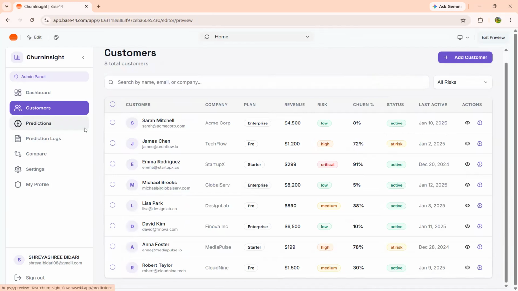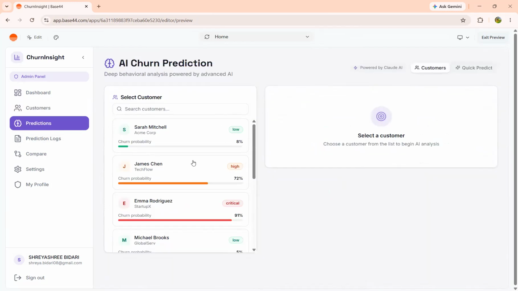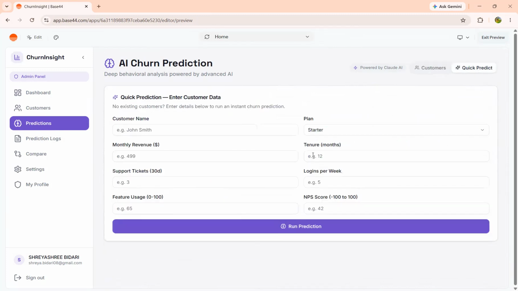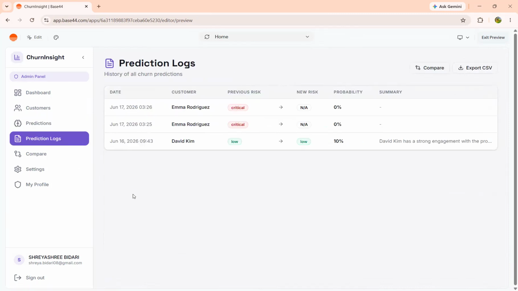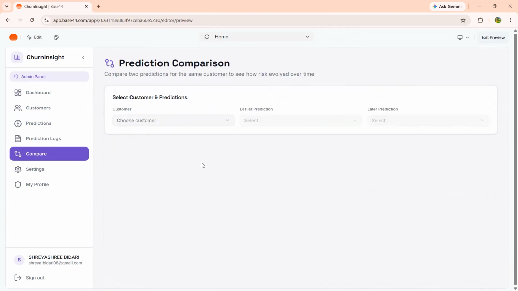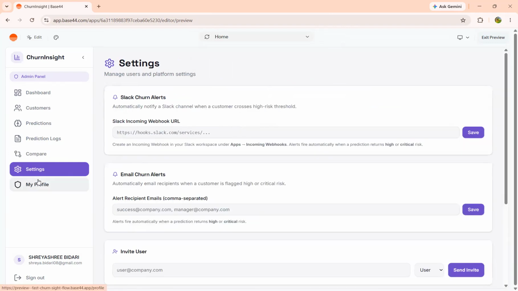Next, going to the prediction, we can see here we have two types of predictions. Here customers can predict on their own, and here we have a quick prediction. Here anyone can predict their plans and get started. The prediction logs show how many times the customers have predicted their revenue, their churn, and so on. Here we can compare, where we select the customers and get to know the predictions of their earlier one and the later one and what the rate is. This is the settings, and here is the profile.